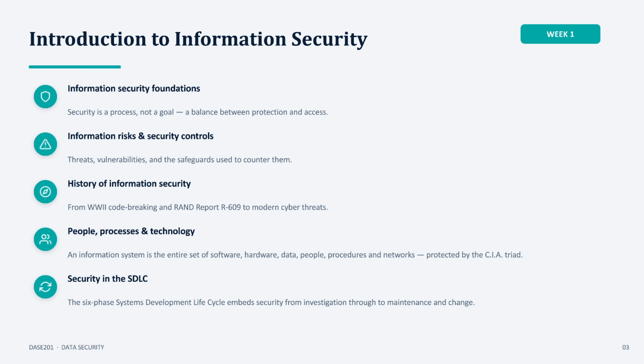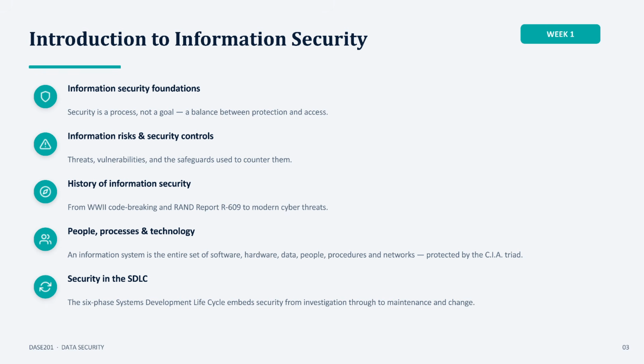Another topic we studied was the history of information security. We looked at how security developed from early code breaking during World War II and later became more important as computers and the internet developed. We also learned about the main parts of an information system. This includes hardware, software, data, people, procedures, and networks.